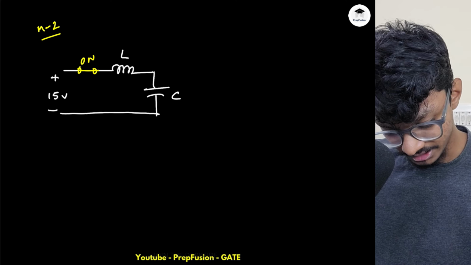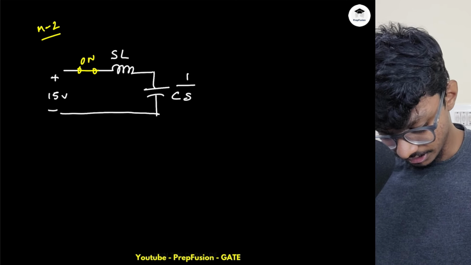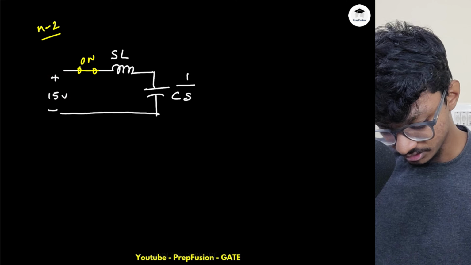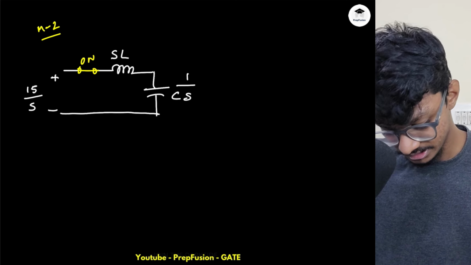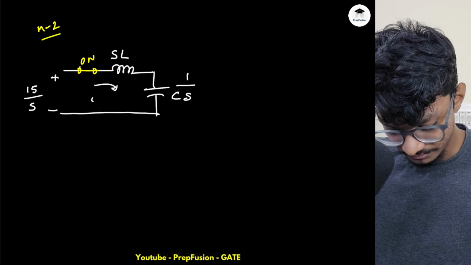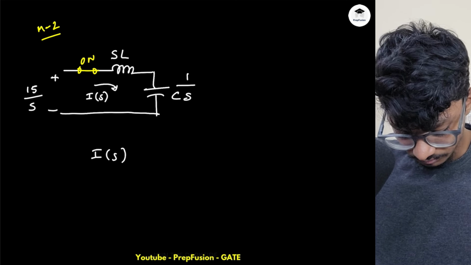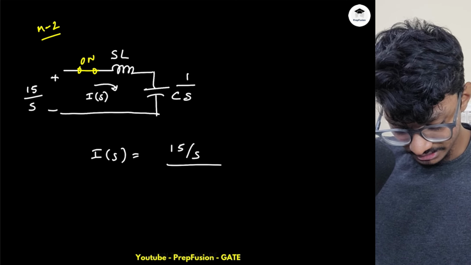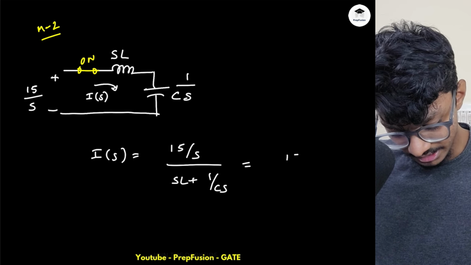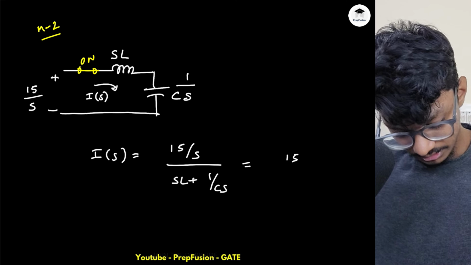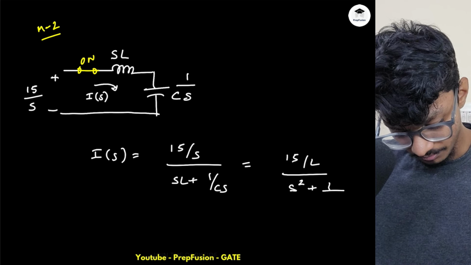So this L will be replaced with SL and this C will be replaced with 1 by CS. Now, this is a step voltage, right? A step voltage gets replaced with 15 by S. So simply, what is my I of S current? My I of S current will simply be 15 by S divided by SL plus 1 by CS, which is equal to, I will take L common here, 15 by L, this will be S square plus 1 by LC.